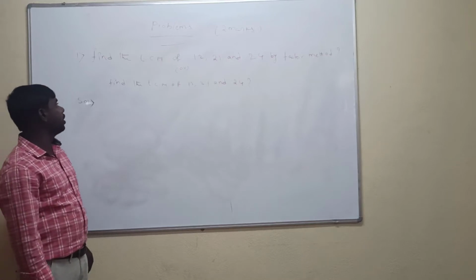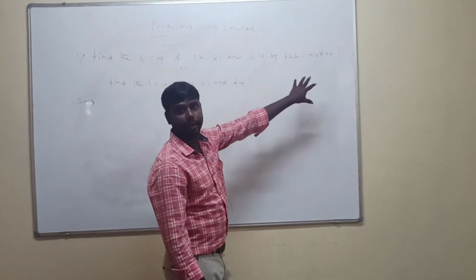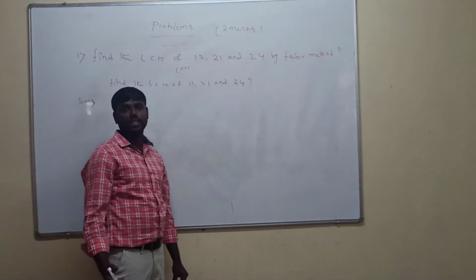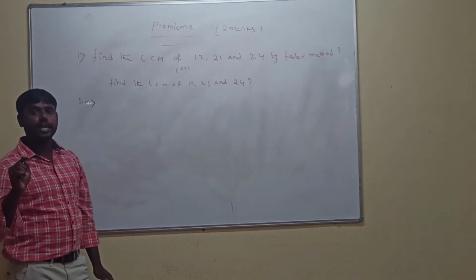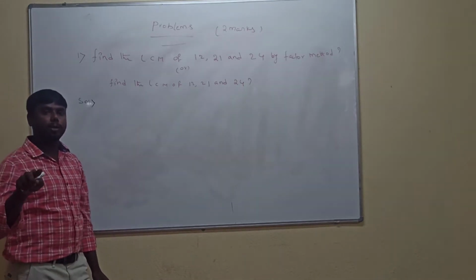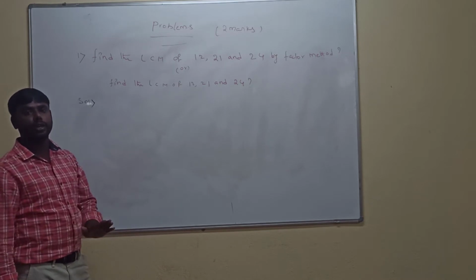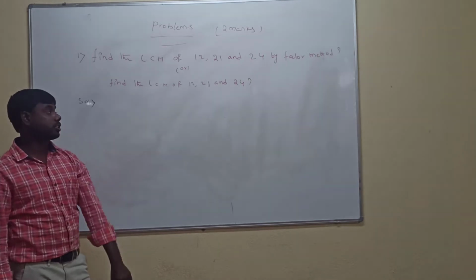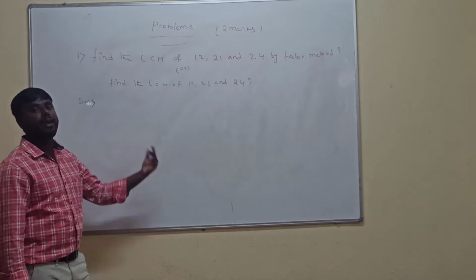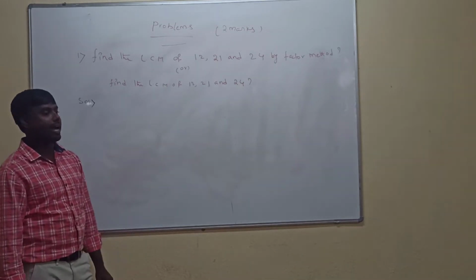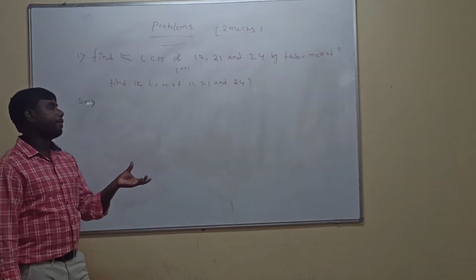Today we discuss how to calculate the LCM by the prime factor method. You already know the condition for the prime factor method: express each number as a product of prime factors. Then LCM is equal to the product of the highest power of all the factors. To find the prime factors, each given number should be divided using the division method.